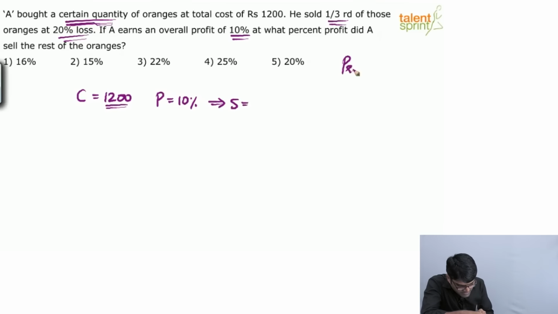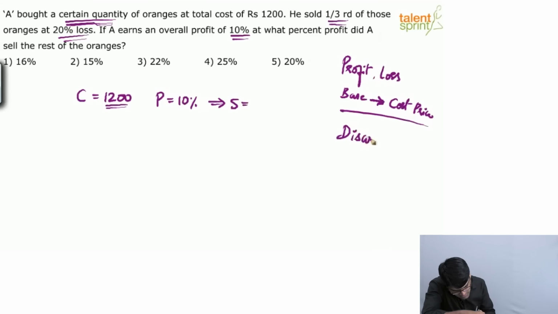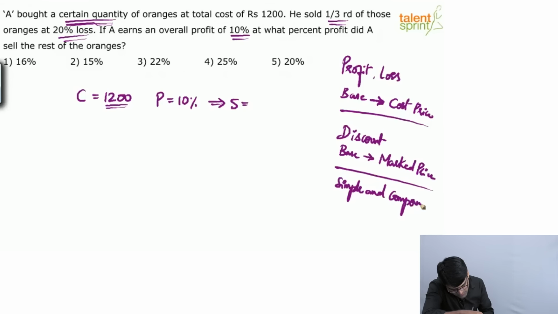In case of profit and loss, remember, the base is always cost price, unless it is specified otherwise. The base should always be taken as cost price. In case of discount and things like that, the base is always the marked price. Base value meaning the 100% of the value, the marked price. Similarly, like we have discussed in the previous case, in simple and compound interest, always take the base as the principal amount. The base is nothing but the 100% of the value, the reference value. It is the principal amount.